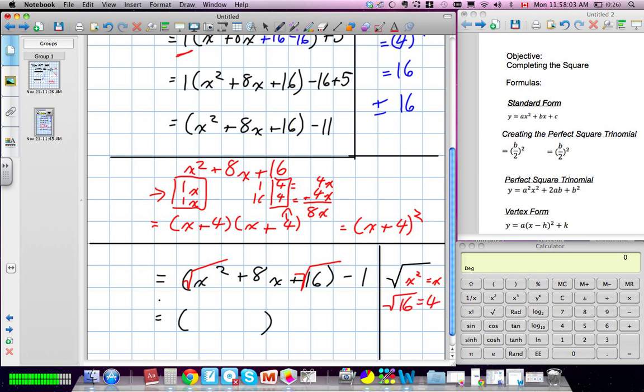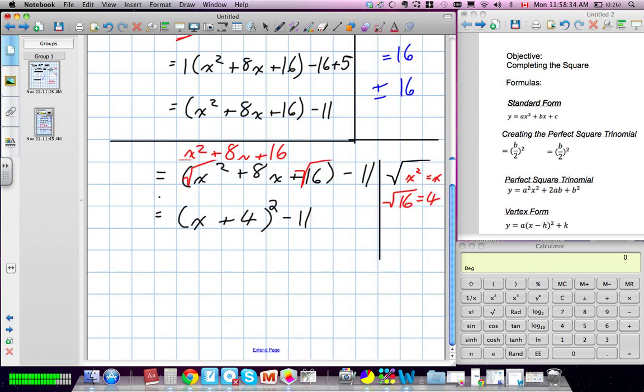And the square root of 16 is going to be 4. Those are the two terms that turned out to be in our single bracket when we factored it. So I find the square root of our first term, which is x, and I put it in. The square root of our last term is 4. I put it in. I take whatever sign is in front of our b. So because I have a positive sign, I'm going to put a positive operation in there. I put the squared on the outside of the brackets, and I bring down the -11.